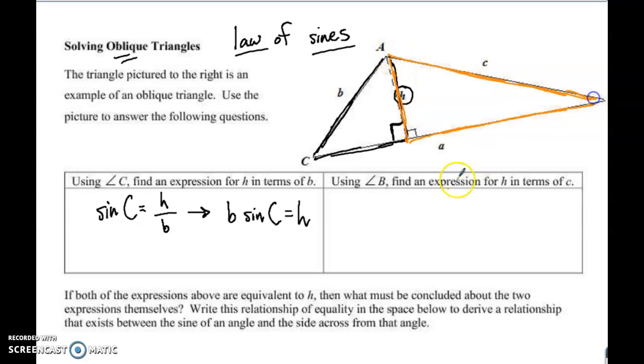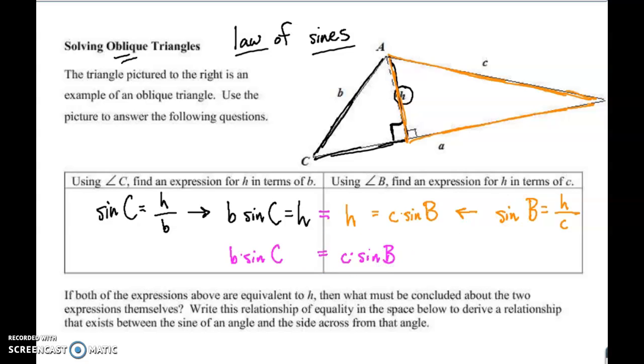We can do sine of capital B, which equals h over lowercase c. Now we can solve for h by multiplying the c over, so c times sine of B is equal to h as well. Okay, lo and behold, they both equal h. So that means these two things must equal each other as well. So b times sine of C must equal c times sine of B.